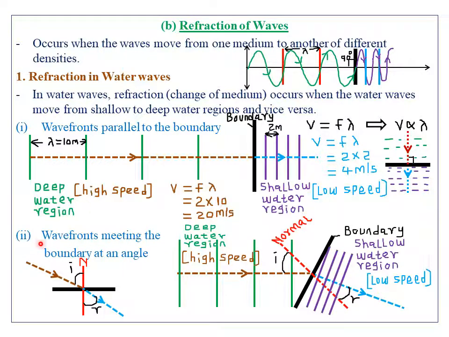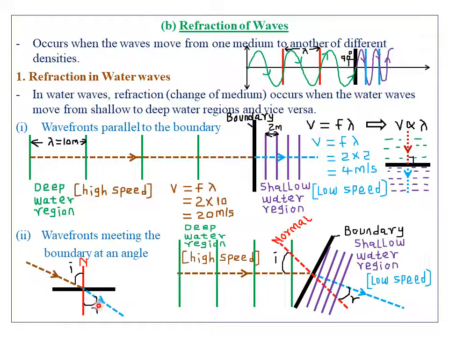Then Roman 2, we want to look at a case scenario whereby we have wavefronts meeting the boundary at an angle. Now in this case, it simply means that we can compare it with a situation whereby we have a ray that is an incident ray having an angle of incidence I. So in such a case, the wave will be refracted in such a way that it bends towards the normal.